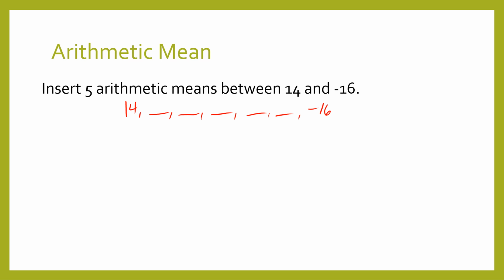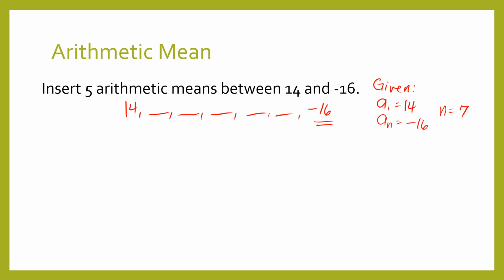So let's have first the given. What is a sub 1? Our first term is always 14. But remember, a sub n, which is the number of the specific term or its last term, is usually the last term itself, which is negative 16. What is the value of n? If you said 7, then you guessed it right.